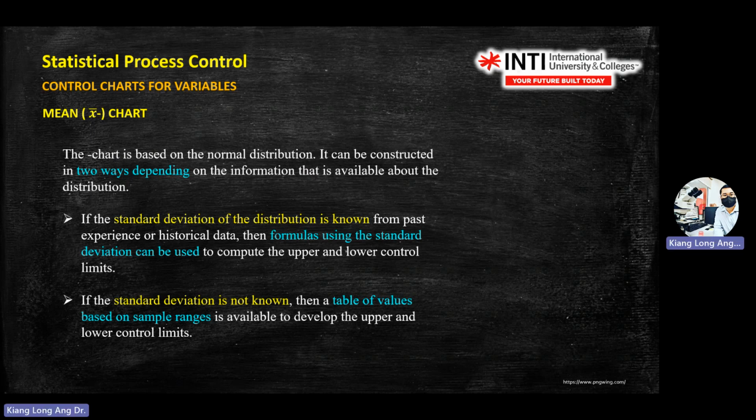If you use a mean chart and your standard deviation is known, then the formula uses the standard deviation. But if the standard deviation is unknown, then you use a table based on the sample range. So there is a table if you are using the mean chart.